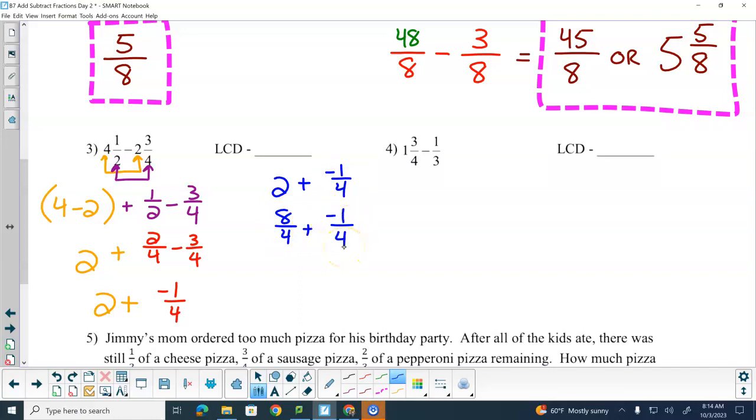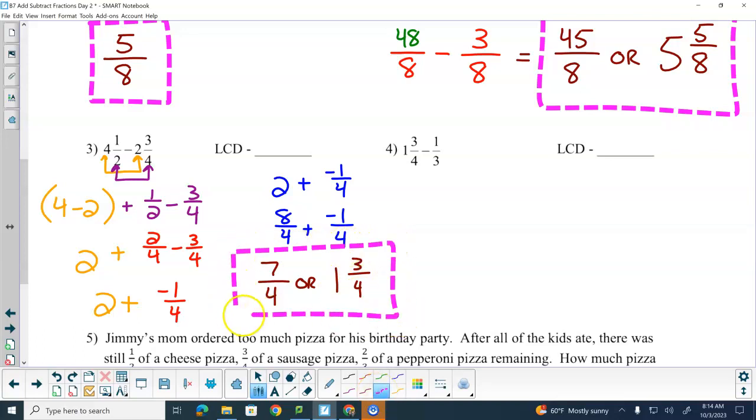8 plus negative 1 is 7. That's still going to be over 4. Or, as a mixed number, 4 goes into 7 one time with a leftover of 3. So there's a little bit extra when borrowing. Okay.